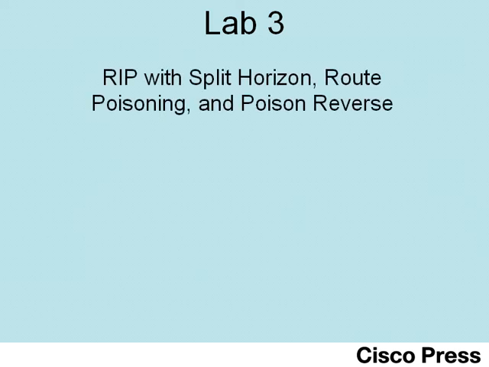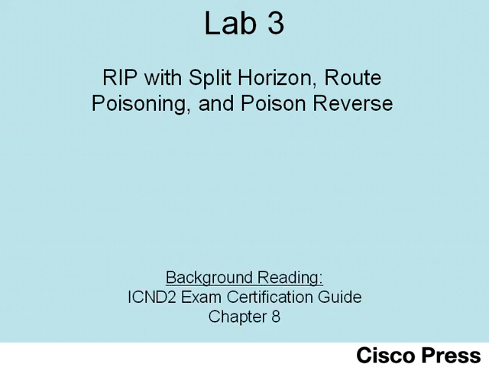Hello and welcome to ICND 2 Lab 3, RIP with split horizon, route poisoning, and poison reverse. All these features have to do with distance vector loop avoidance with RIP. For those of you using the Cisco Press exam certification guides, note that the material covered in this video is also explained in the ICND 2 book's Chapter 8.